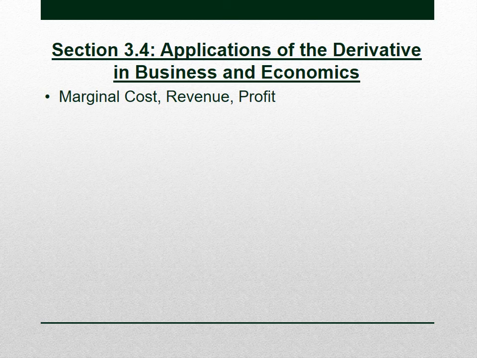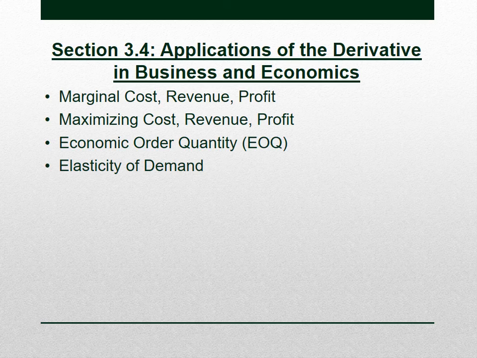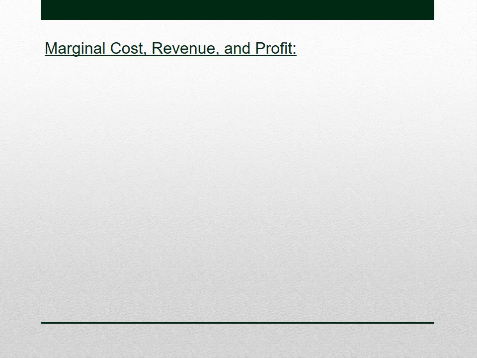We'll talk about marginal cost, revenue, and profit. Hopefully that's something you're familiar with. We'll talk about maximizing these things. We'll introduce something called inventory cost, economic order quantity, EOQ, and elasticity of demand. All right, so let's refresh ourselves. Hopefully it's a refresher anyway. If not, here we go.